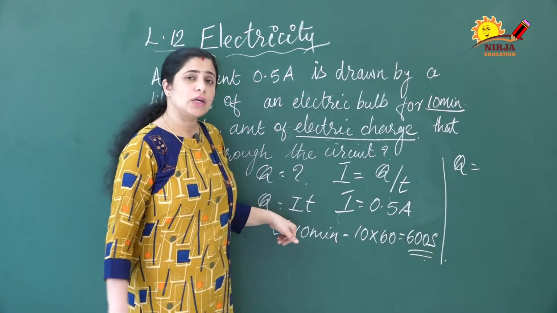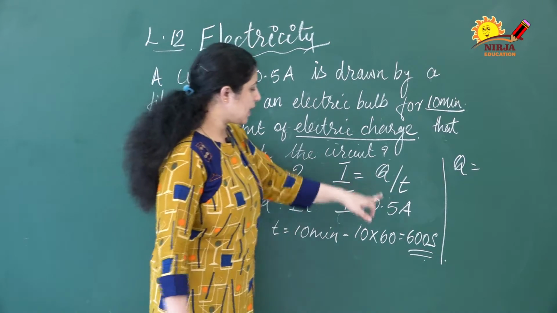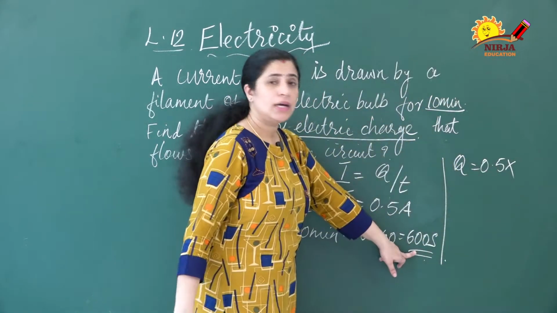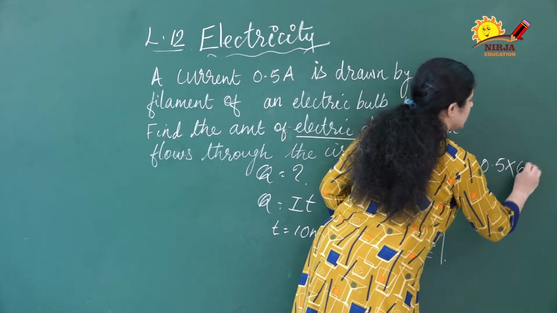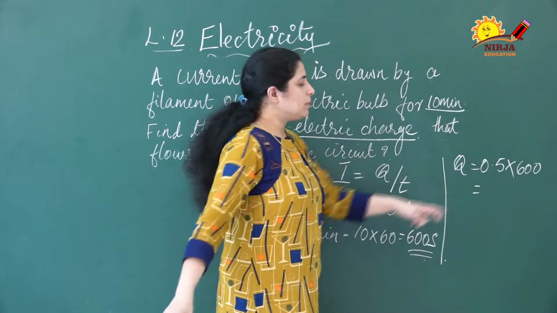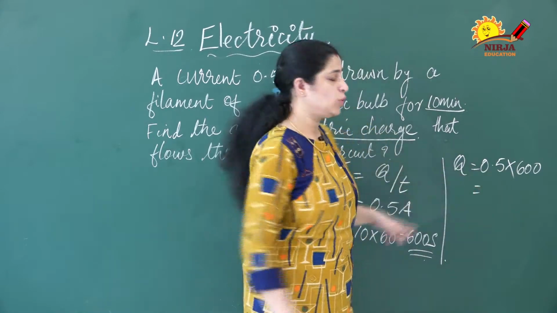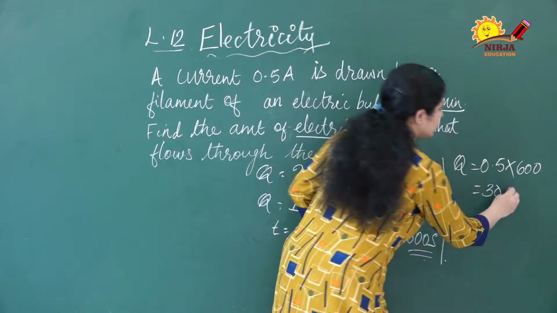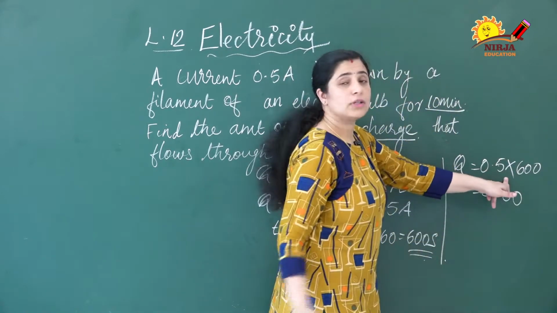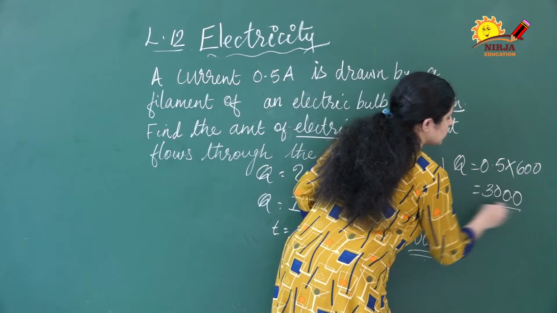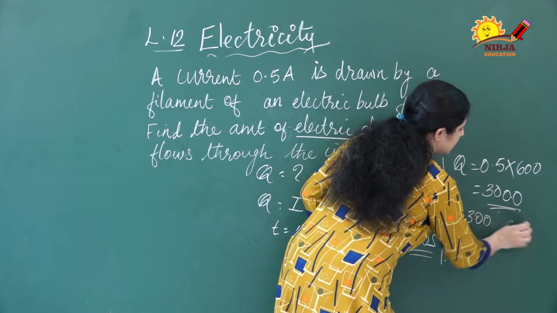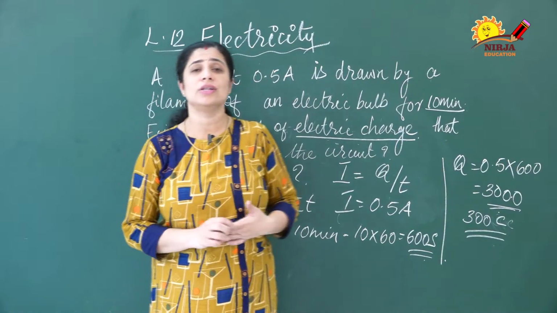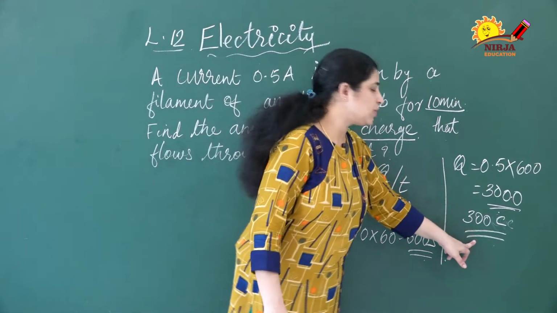Then Q is equal to IT. What is I? You know that it is 0.5. And what is T? It is 600. So when you multiply 600 by 0.5, you will get 6 5s are 30 and 2 zeros are there, and after this 0.1, so the answer will be 300 coulomb. You know that the unit of charge is coulomb, so you are getting 300 here.